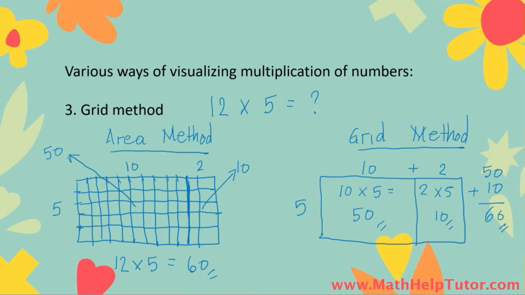Again, see that there is no need for us to draw a lot of squares and then count each square one by one, because we can accurately find out the area of each region by simply multiplying the lengths of the different rectangles formed during decomposition of the numbers that we are multiplying.